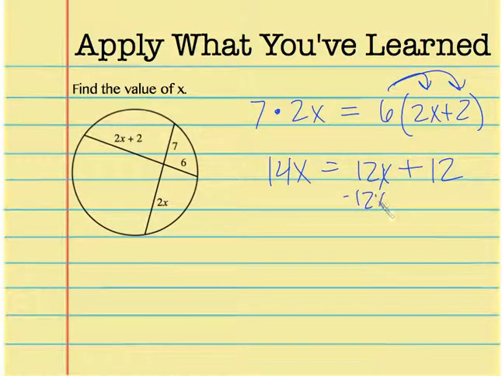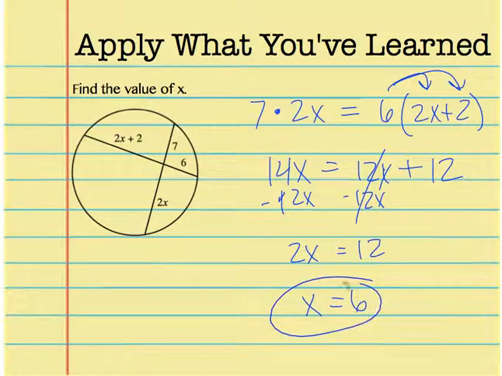So I'd subtract the 12x, get 2x equals 12, and divide both sides by 2 and get x equals 6. So let's just check that to make sure. So if x equals 6, then 2x would be 12, and 12, 13, 14. So is 7 times 12 the same as 6 times 14? 12 times 7 is 84, and 6 times 14 is 84. Perfect.